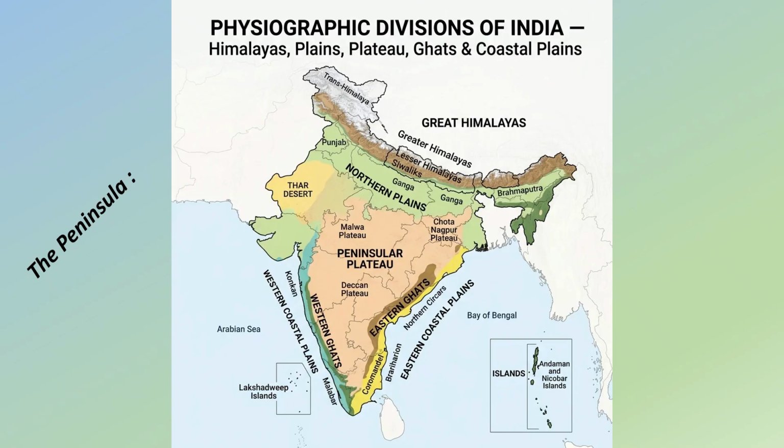The peninsula. The area lying to the south of North Indian plains and tapering towards the Indian Ocean is called the peninsula. It consists of many plateaus and hill ranges.